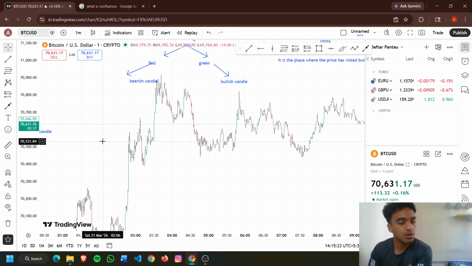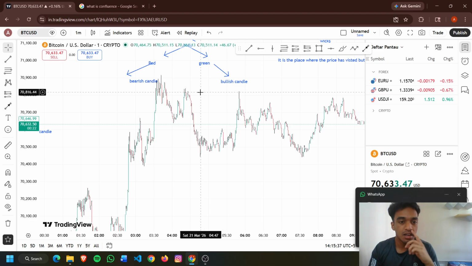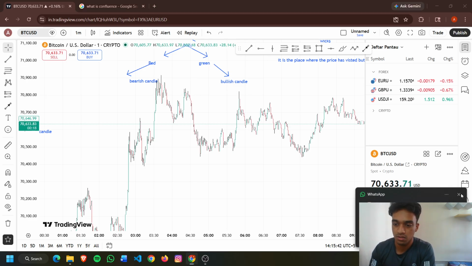If people don't understand what confluences are, it's like the tools where you use multiple tools to get into a market. It's like a small strategy or a tool which you use to confirm how the market goes. Let me just close this off.